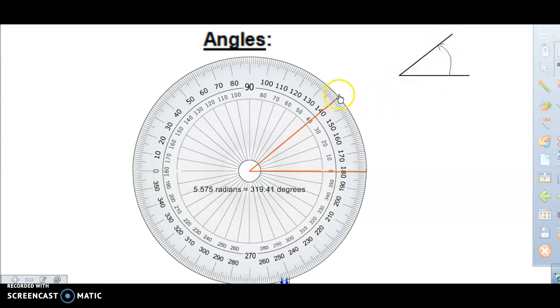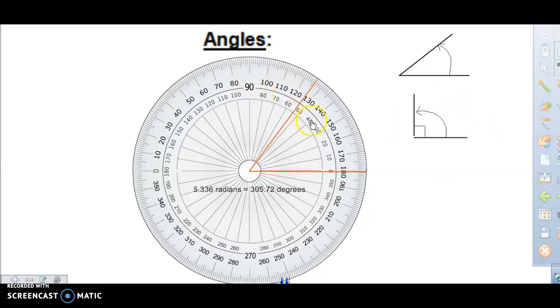Then if it turns and it stops at 90 degrees, it forms an angle that looks like this. And the amount it turned is from there to there, which is 90 degrees. And as you know, what do we call a 90-degree angle? We call it a right angle, right? And there's my square, so this is a right angle.